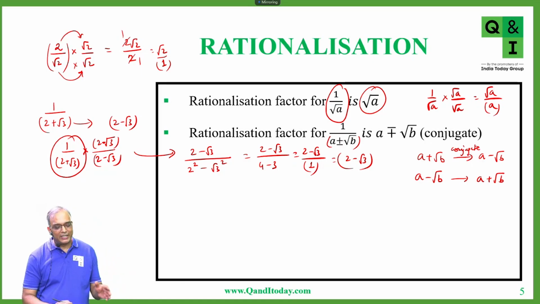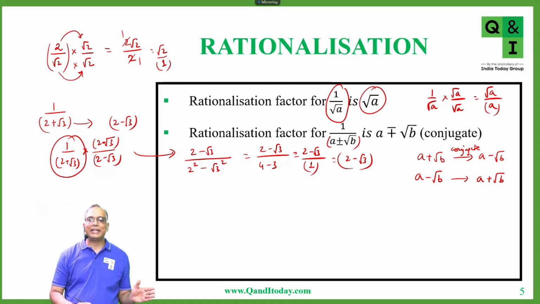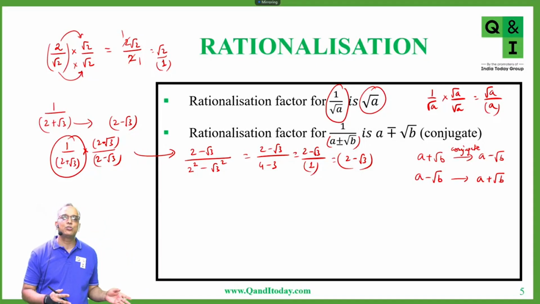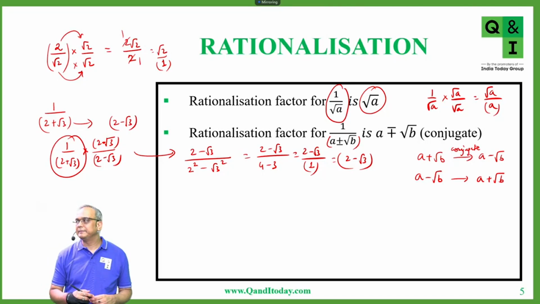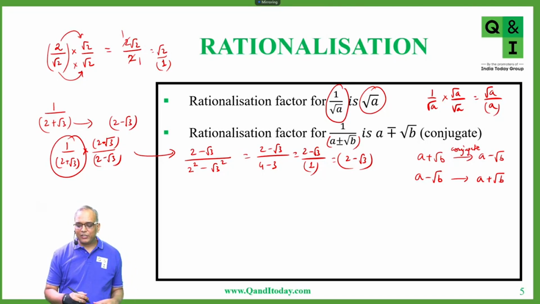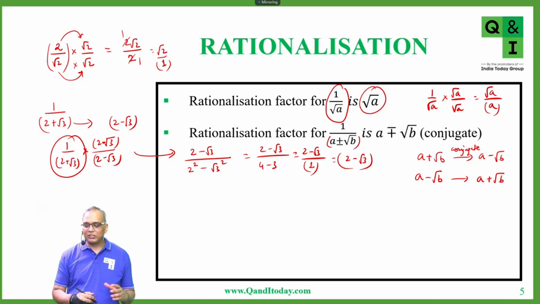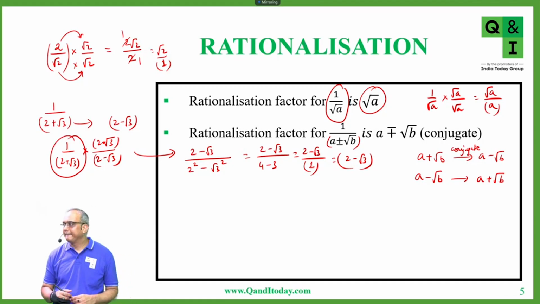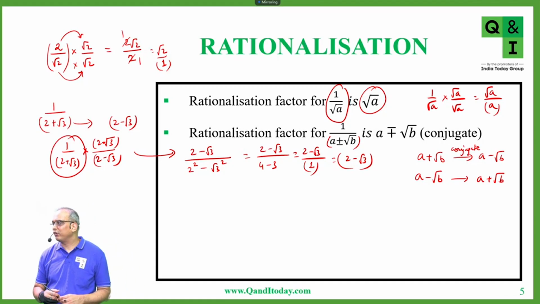Yeah, conjugate always will give you an opposite sign number. So if it was a plus root b, you will get a minus root b. Similarly, if it is a minus root b, you will get a plus root b. Is this concept clear to everyone? The concept for rationalization factor and conjugate. You can give me a thumbs up or write it in the chat if you have understood it.